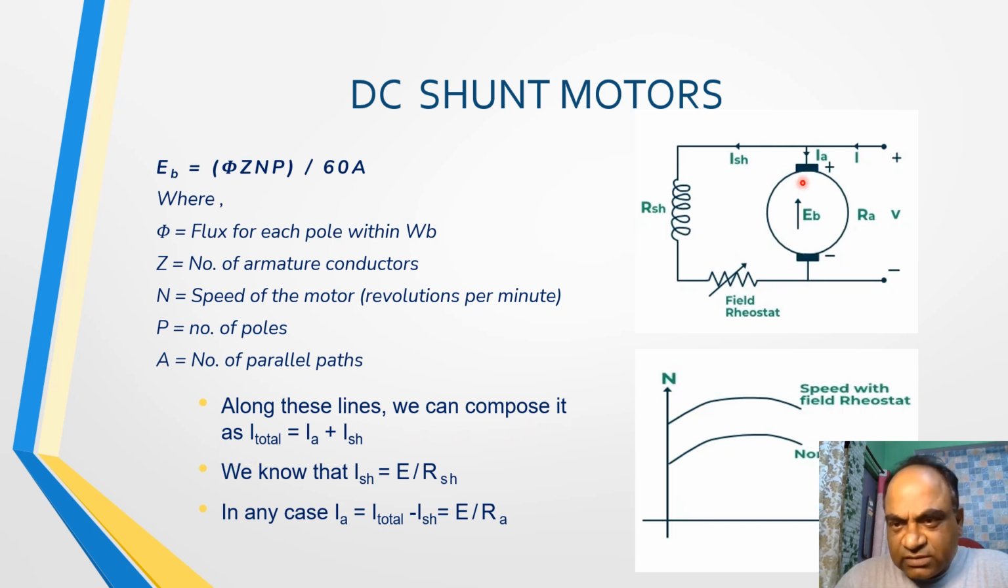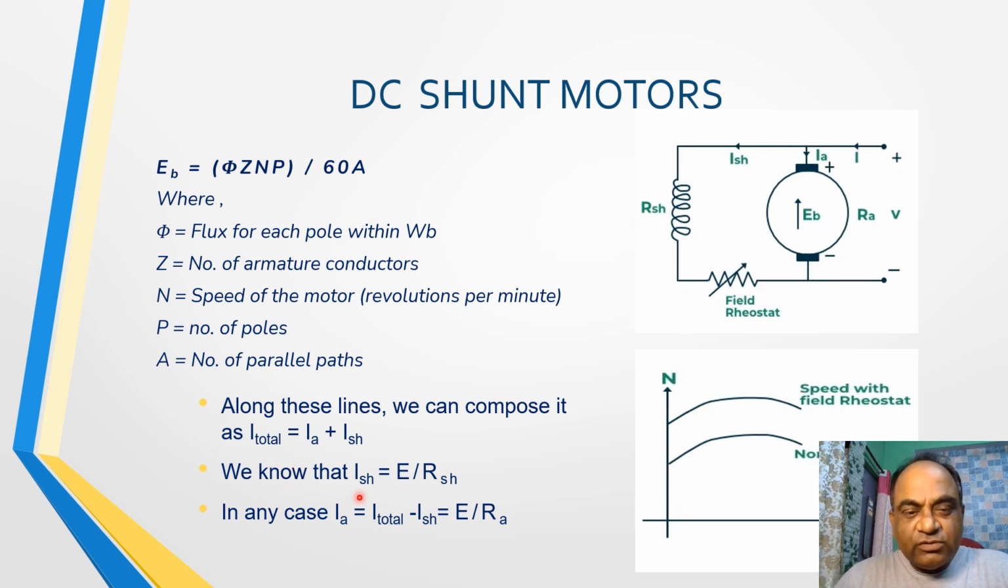In this case, here you can see in the picture that this total current is getting divided into two parts, ISH and IA. One part is traveling towards the shunt field, and the other part is towards the armature. So, the total current is the sum of IA and ISH. So, that's what is written here.